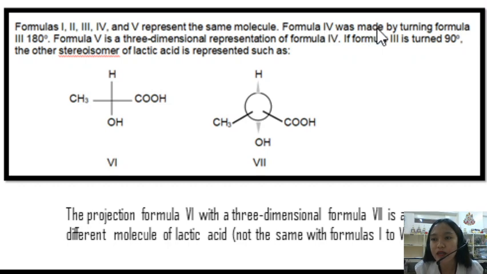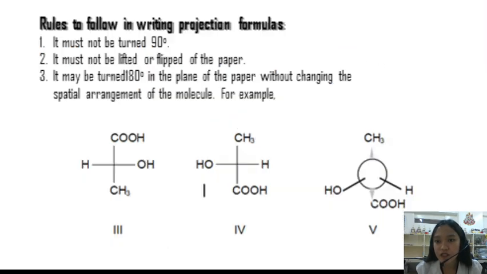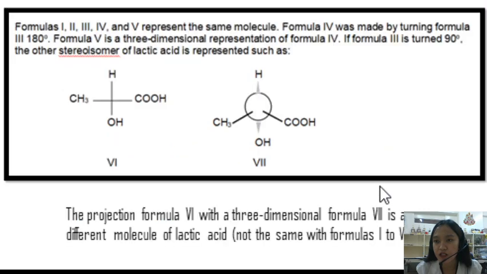Formula 4 was made by turning Formula 3 by 180 degrees. So, Formula 5 is the three-dimensional representation of Formula 4. If Formula 3, yung kanina, ito, yung number 3 natin, kapag di-rotate mo siya into 90 degrees, the other stereoisomer of lactic acid is represented.